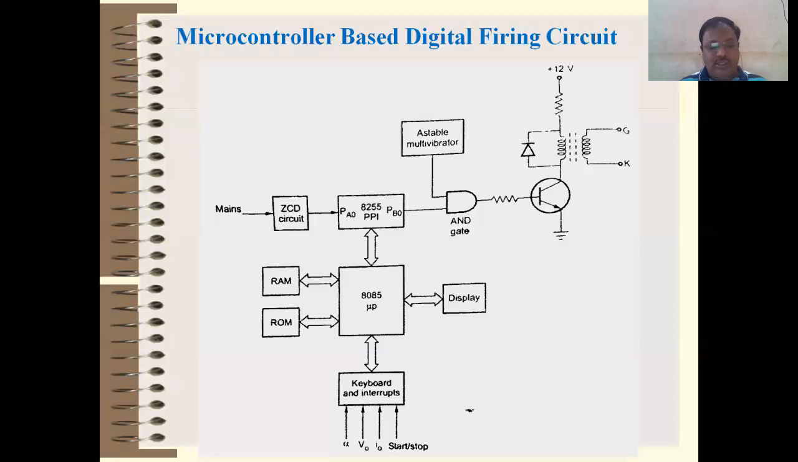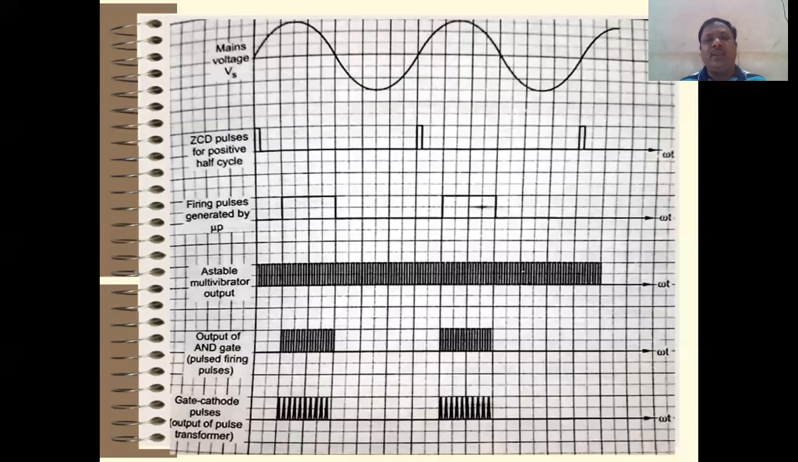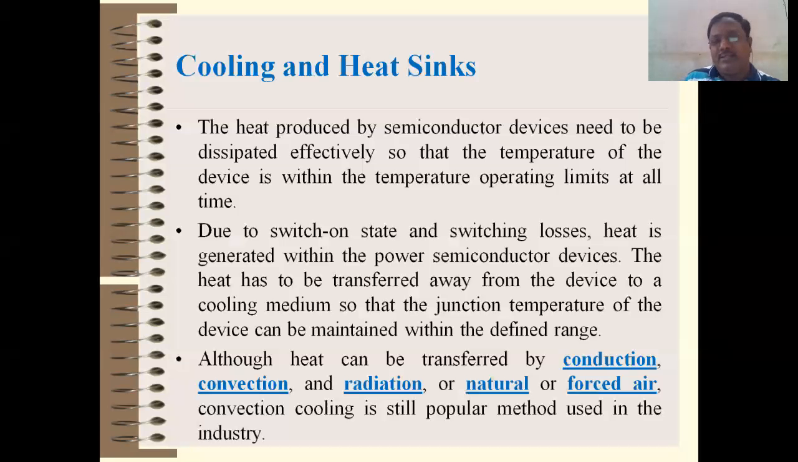Okay, so this is all about the drive circuits, right? Now, next one is cooling and heatsink, right? So the first part of this unit is the gate drive circuits, base drive circuits, or different driving circuits. Now the next part is protections, basically protections of power devices.